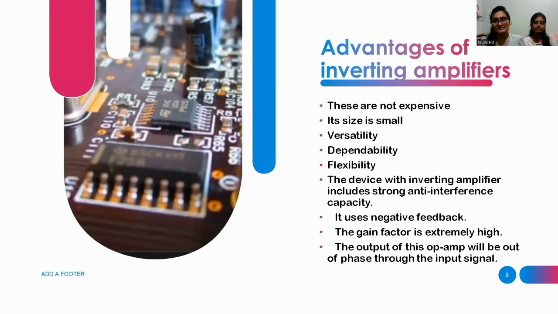Advantages of inverting amplifier. These are not expensive. Its size is small. Versatility, dependability, flexibility. The device with inverting amplifier includes strong anti-interference capacity. It uses negative feedback. The gain factor is extremely high.